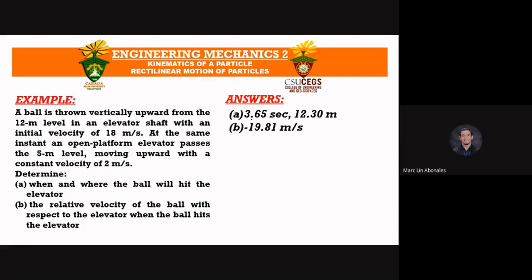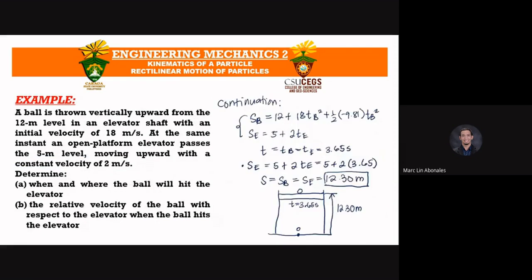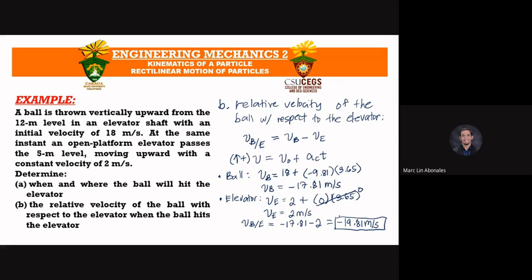So again, the time and the position at which the ball and the elevator will meet are 3.65 seconds and 12.30 meters, and the relative velocity of the ball with respect to the elevator is equal to negative 19.81 meters per second. So that is how you solve for the relative motion of two particles.